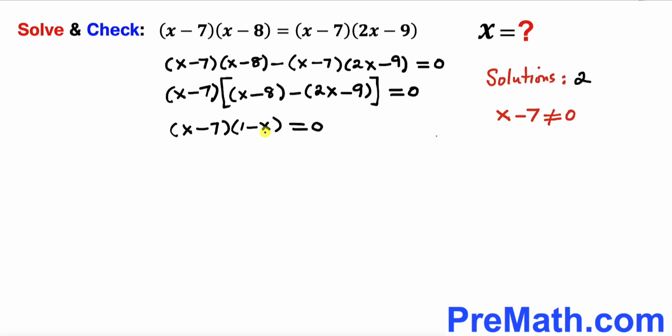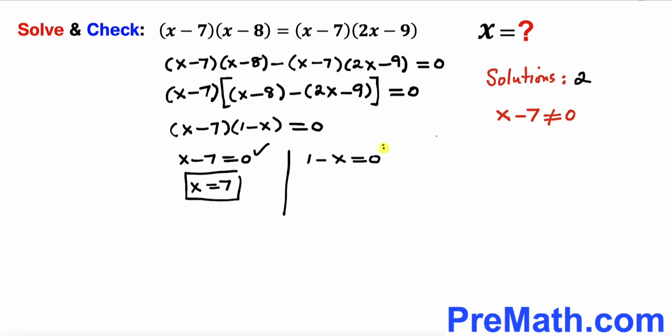Now we got two factors equal to 0. We can separate them. I can write x minus 7 equal to 0, and the other one is going to be 1 minus x equal to 0. For this first equation, our x value is going to be positive 7. For this second equation, our x value is going to be positive 1.